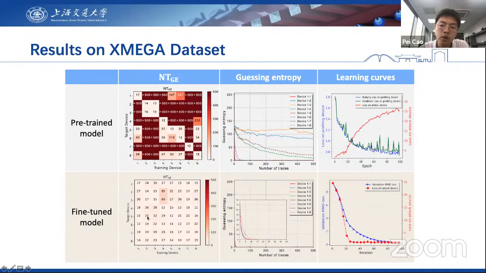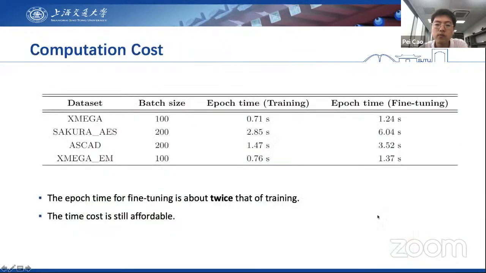After fine-tuning, the performance of cross-device attacks is very much improved. We also draw the learning curves when we fine-tune the network. The curve in blue is the MMD loss that we add to the loss function. The curve in red is the test loss on the target device. We can see that minimizing the MMD loss can effectively reduce the test loss on the target device.